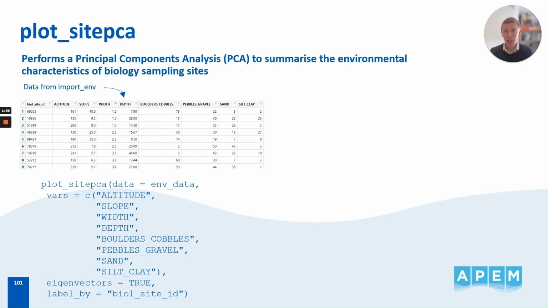So in this example, we've got a set of variables here: altitude, slope, width and depth, and then 4 substrate composition variables. We use the plot site PCA function, feeding that environmental data set in as the first argument, then confirming which variables within that data set we wish to perform the PCA analysis on. We've got a couple of options at the end which control how the outputs are visualized.